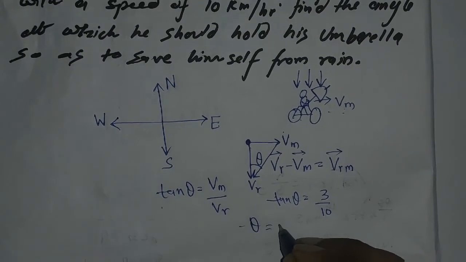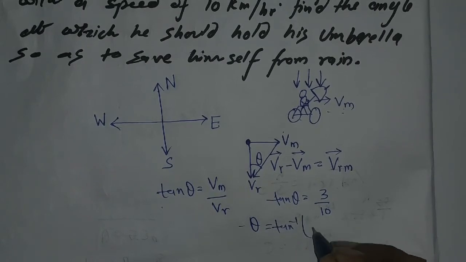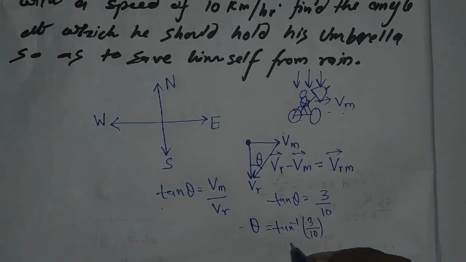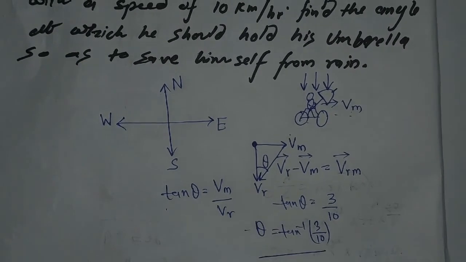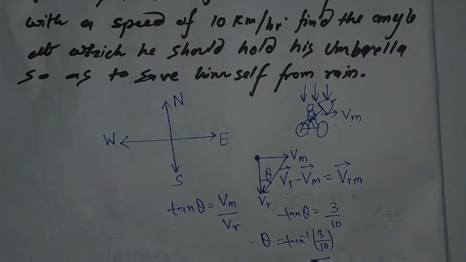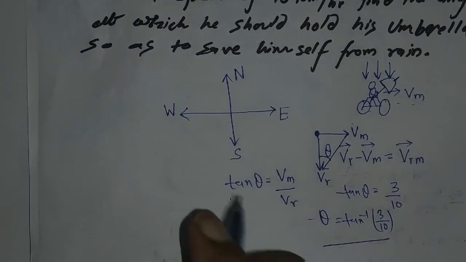So theta is equal to tan inverse 3 by 10. This will be the direction of holding an umbrella, so the person saves himself from the rain. Okay students, this thing we can do with the other diagram also. Let me tell you.